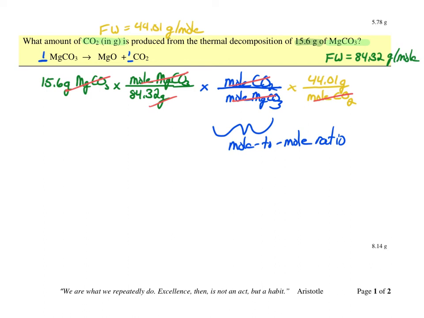So our final answer, when we do the math that's indicated, will result in a calculator answer of 8.14227 grams. Let's look at our sig figs. We have 3 sig figs, 4. This is exact, so it does not impact the sig figs, and this has 4. Our least number of sig figs is 3, and we can write our final answer as 8.14 grams.